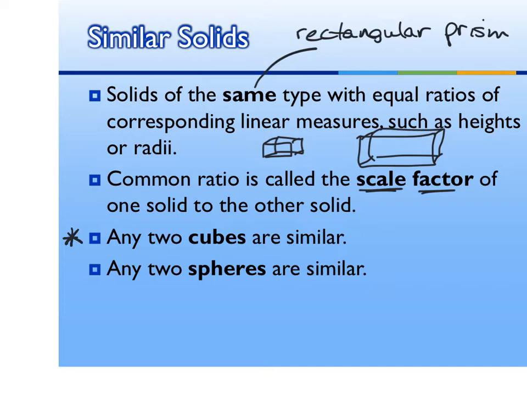Okay, they may not be congruent, but they will always be similar because we're only comparing one linear ratio. Okay, because all the sides are the same in a cube. Same thing when we compare two spheres. They're always going to be similar because we're only comparing the radii. They're not going to be congruent necessarily, but they will always be similar. Everybody good on this one? Let's try the next slide.